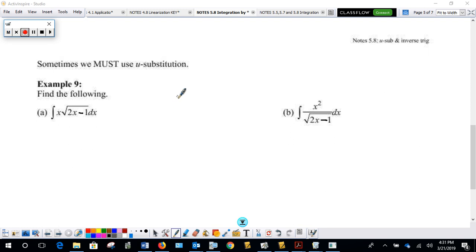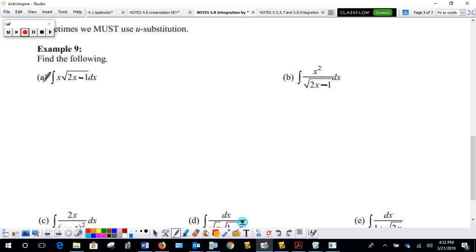Okay, so now this new technique that we're going to do in this one has to do with the fact that you're going to use u substitution in a different way. And what it is, let me just show you what happens.